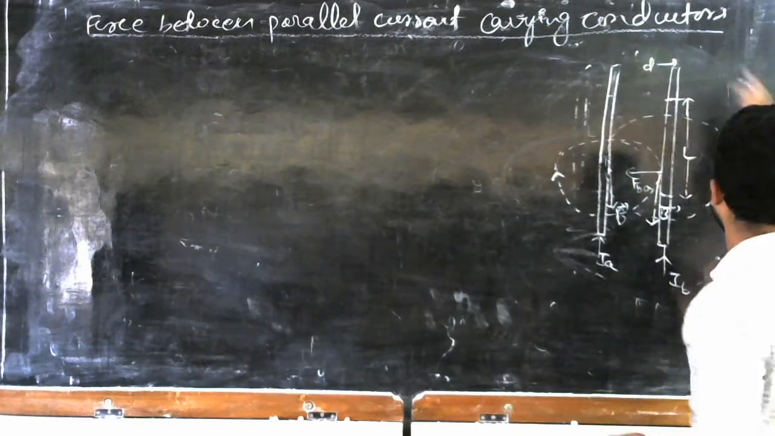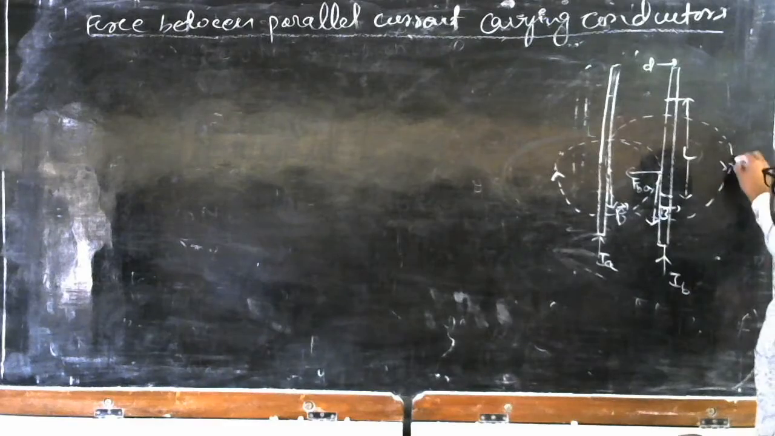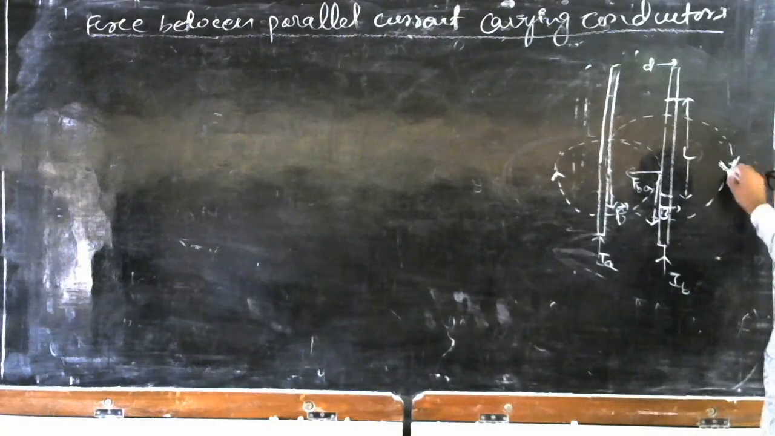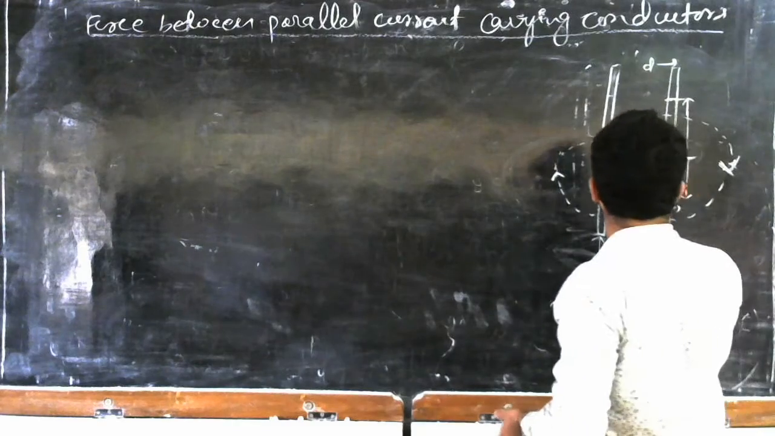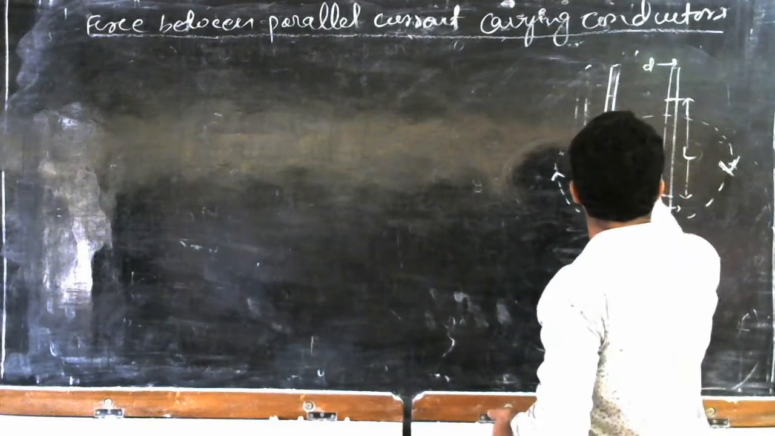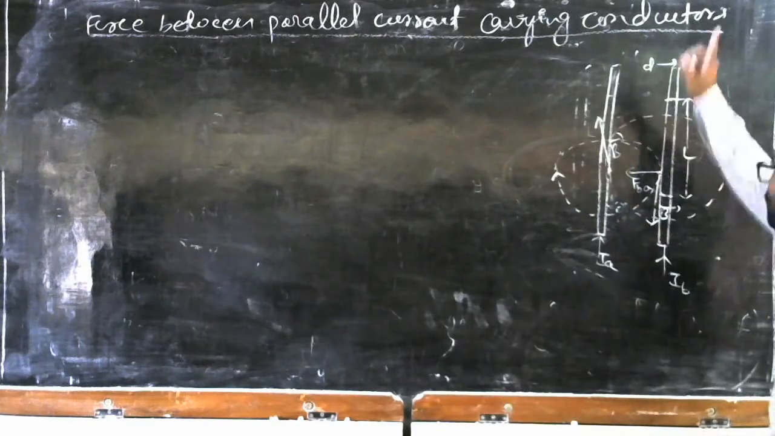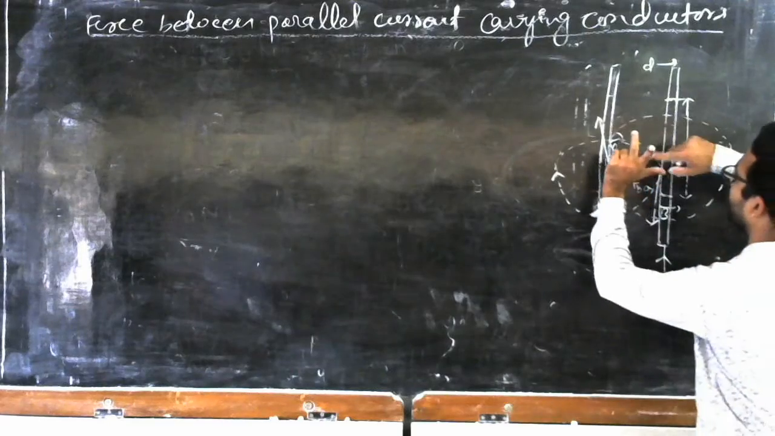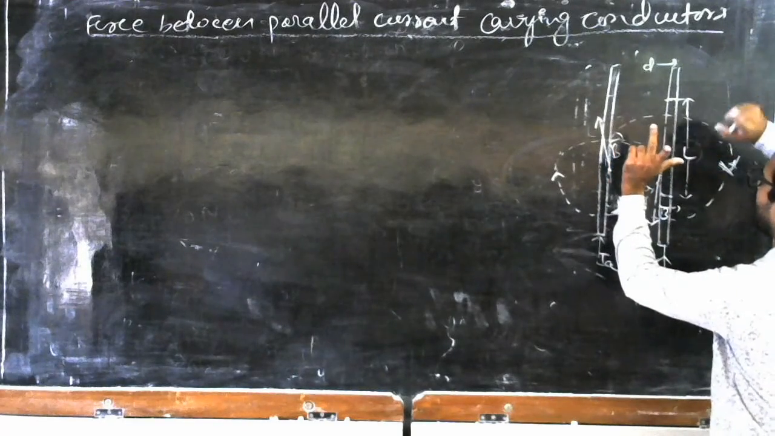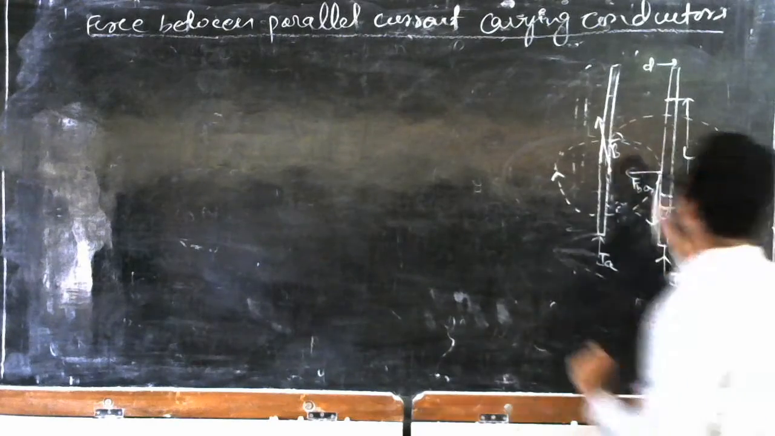See here, the direction is like this. So the direction of the magnetic field will be like this. B is the direction of the magnetic field above, so the direction of the magnetic field is coming out of the plane. This is the direction of the current here, and this is the direction of the magnetic field.